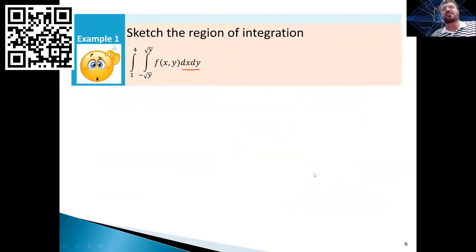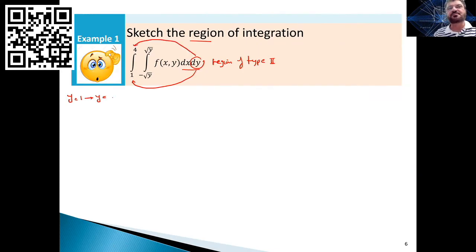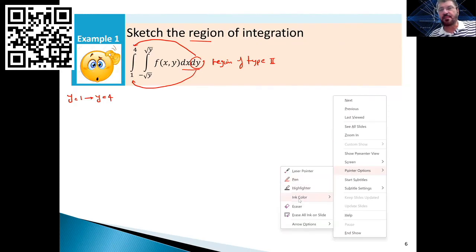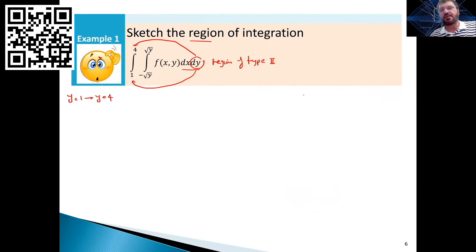All right. So in this question, I have dx dy. Then I know that this is a region of type 2. He says sketch the region. It is a region of type 2. Okay, so what do we do, guys? Let's start from the outside, dy, where y is from 1 to 4. I'm going to make my graph. Here is the graph.